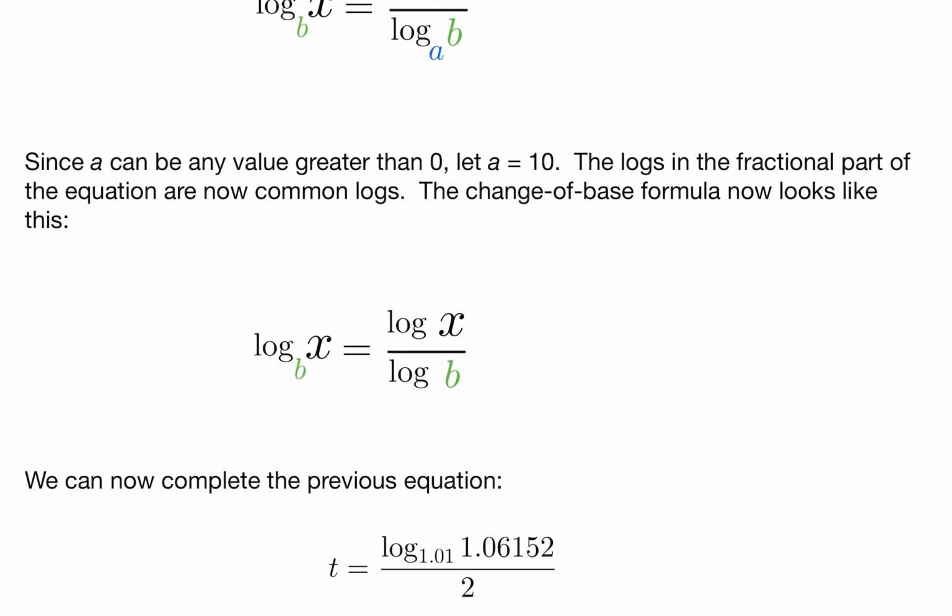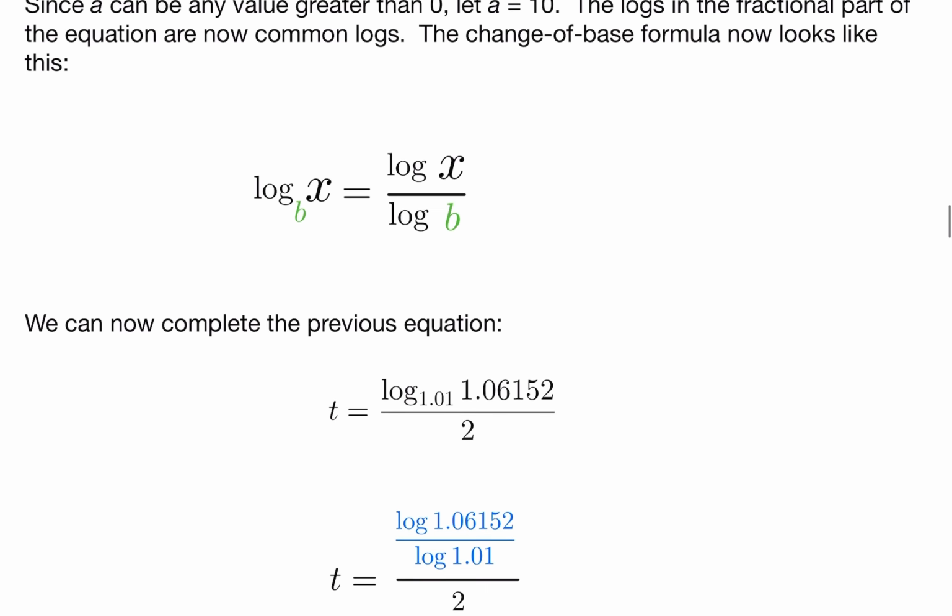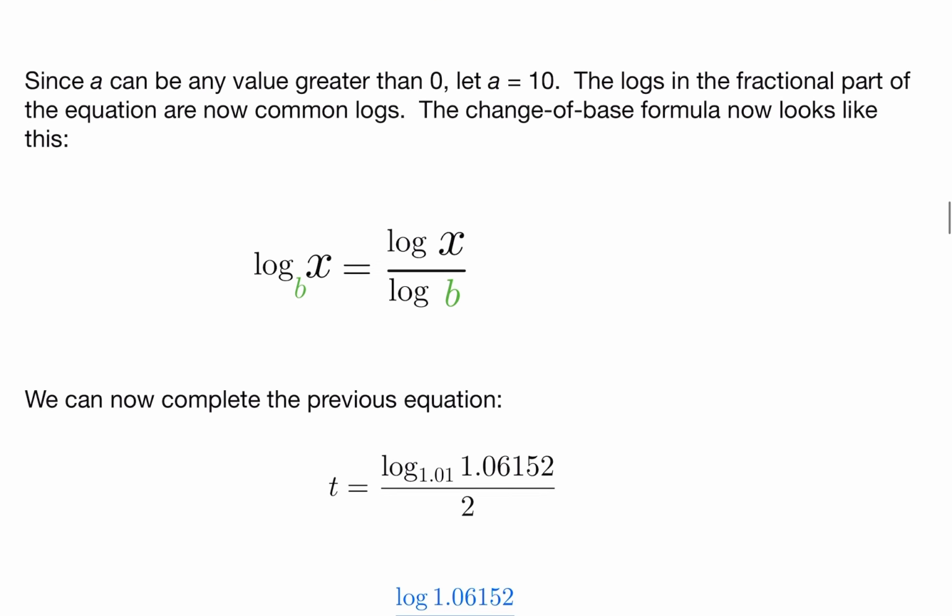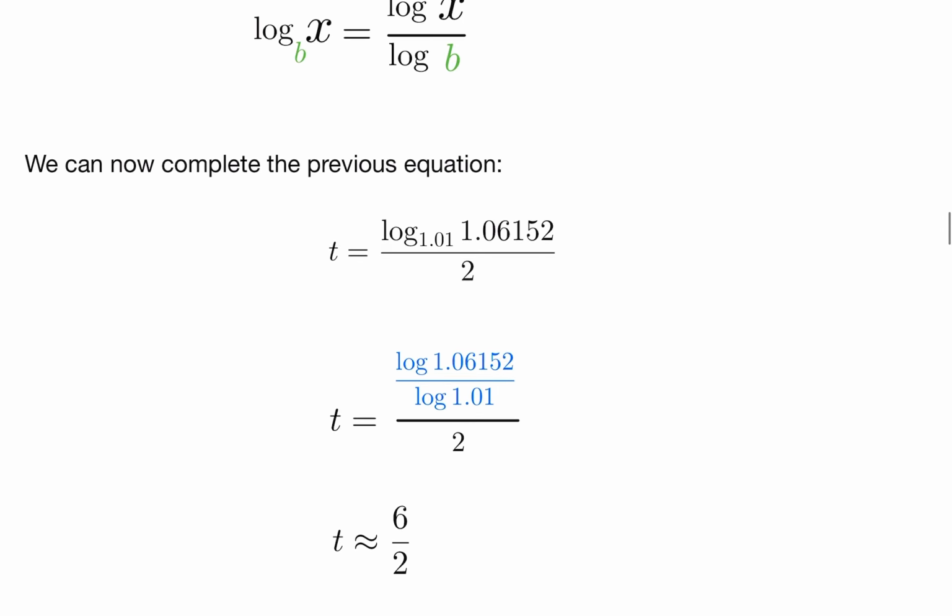So in this next statement, it says the logs in the fractional part of the equation are now common logs. So this part here, these are common logs. The change of base formula now looks like this. Log of x base b is essentially the log of x divided by the log of b. So whenever you have a log of some number with a base that's not 10, it is the same as the log of that number divided by the log of this base. Now that we understand this change of base formula, we can complete the previous problem.